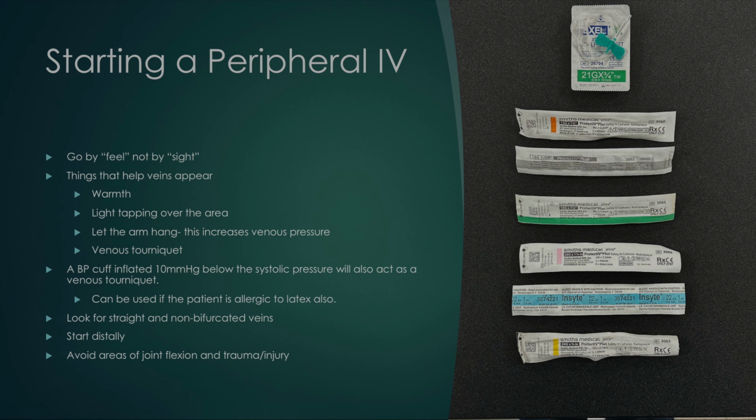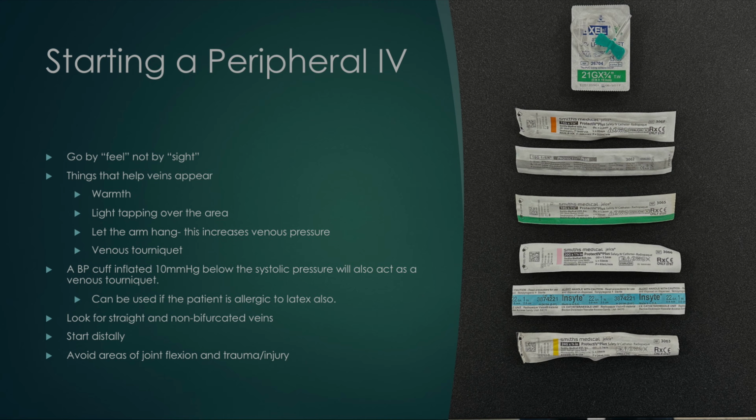Applying a venous tourniquet is standard practice. A blood pressure cuff inflated to about 10 millimeters of mercury below the systolic pressure can also function as a venous tourniquet and is useful for patients with latex allergies. When choosing a site, look for straight veins without bifurcations and start distally so you preserve more proximal sites if needed.